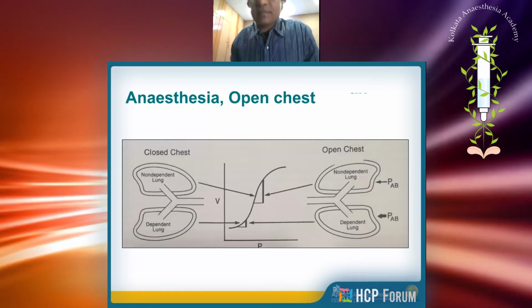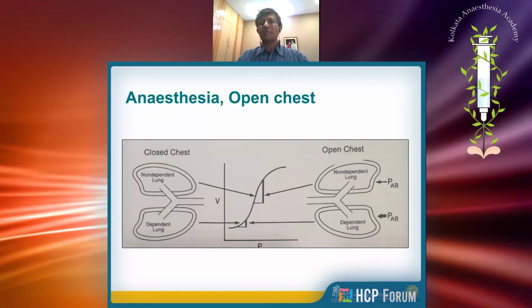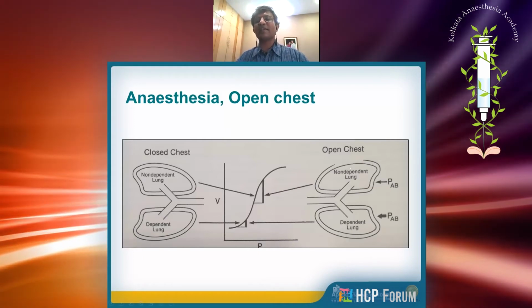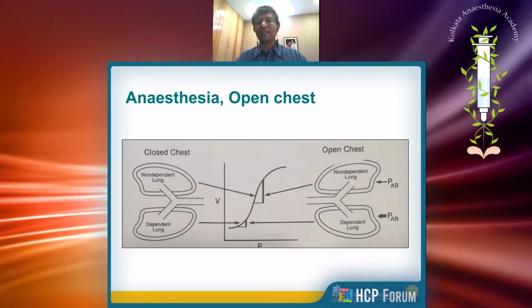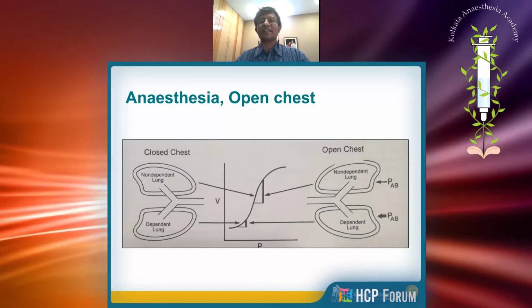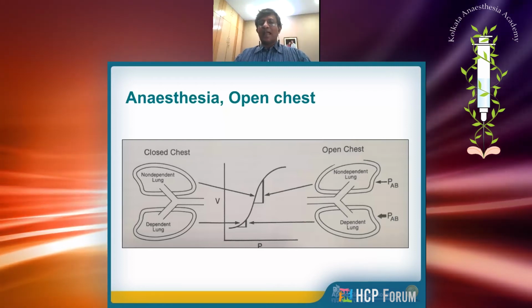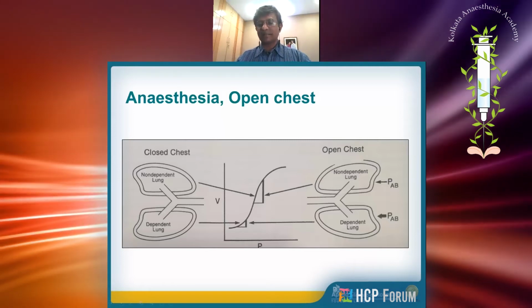What now happens if you open up the chest? Now, if you have opened up the chest, this non-dependent lung is no more in the confines of the thoracic cage, and so the compliance suddenly increases. And what happens therefore to the dependent lung? Let us see what is happening.